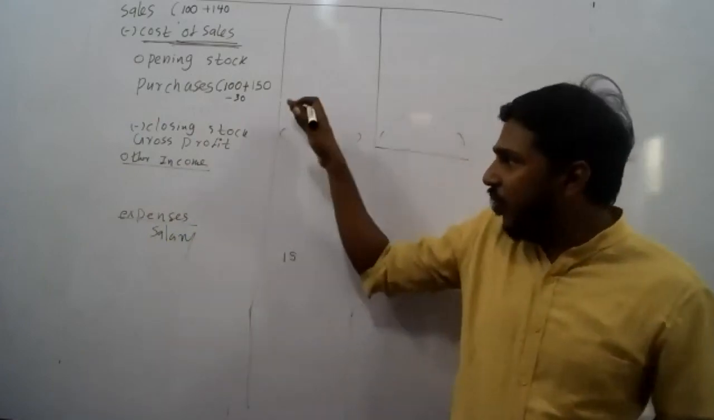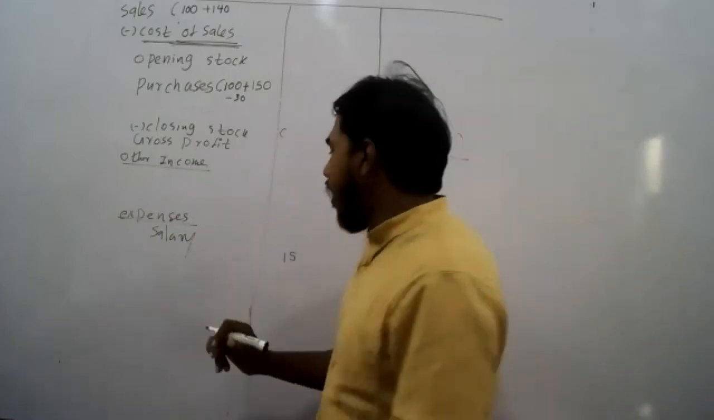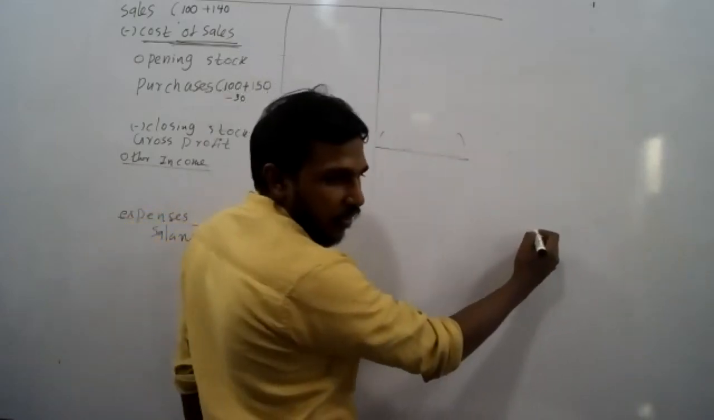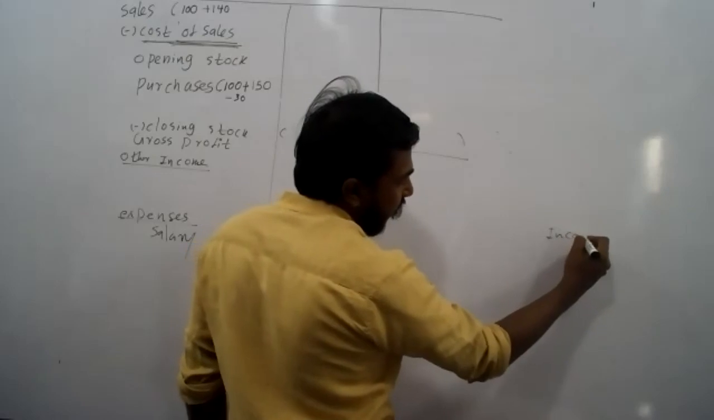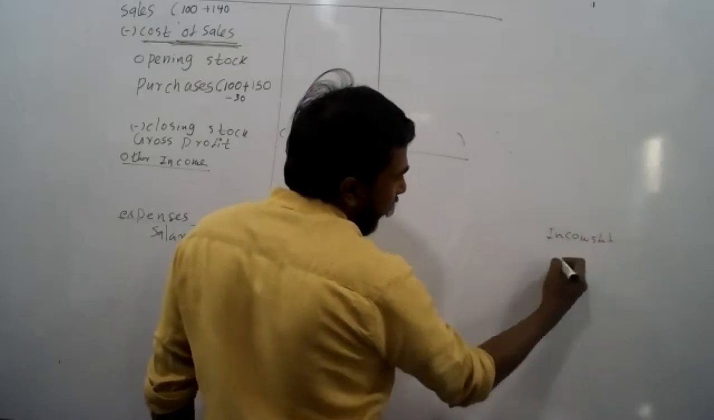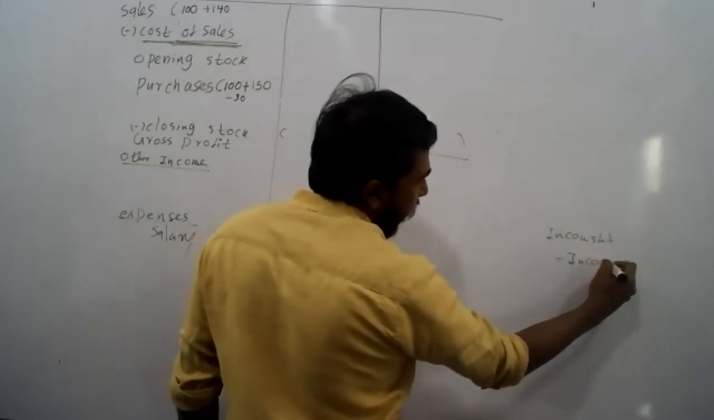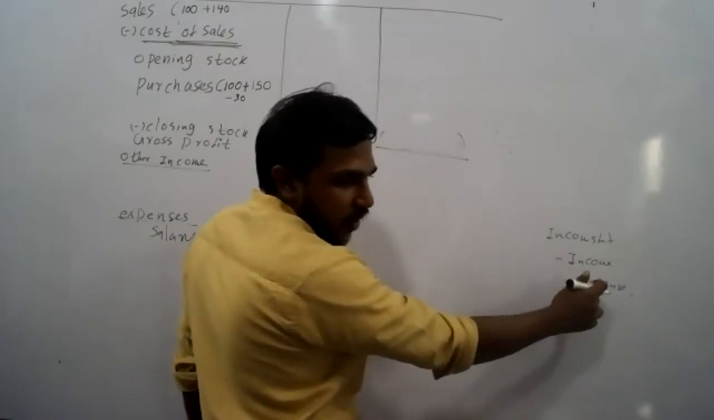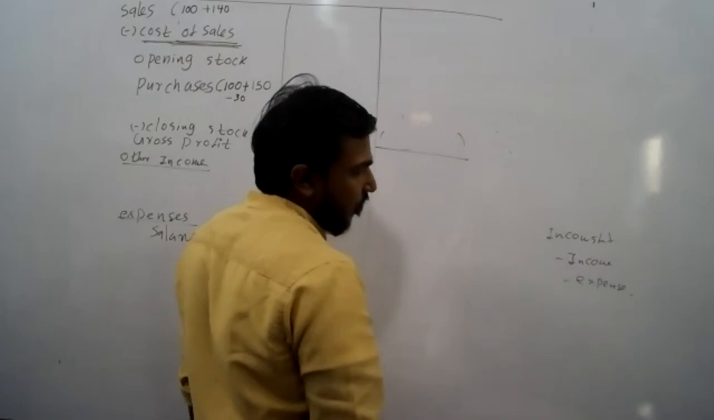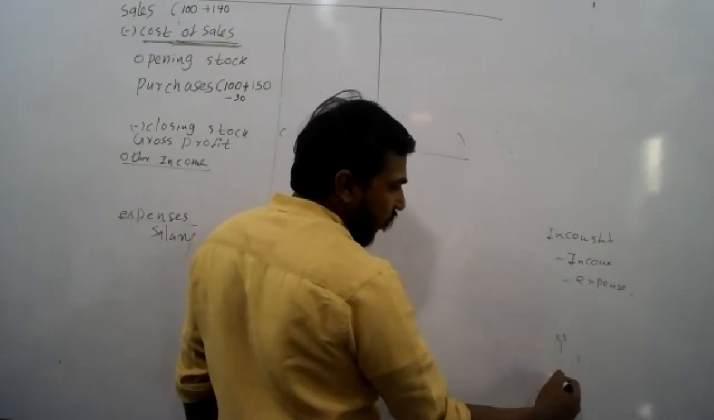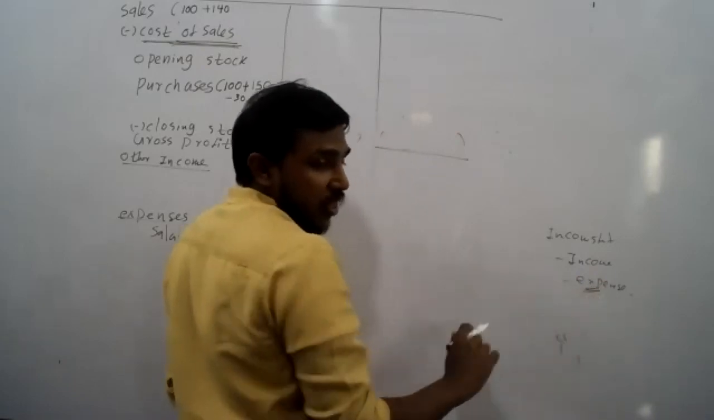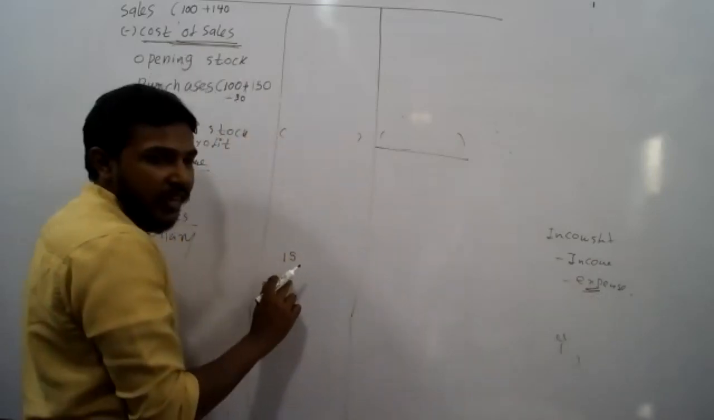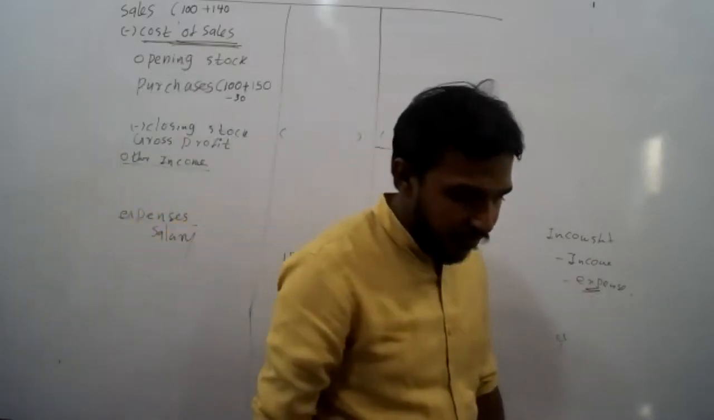Drawings doesn't come for income statement. Income statement comes only what? For income statement, it comes only income and the expense. Drawings is not an expense. Drawings is just a deduction of equity because drawings means personal usage. Personal usage you can't take it as business expense. Clear?